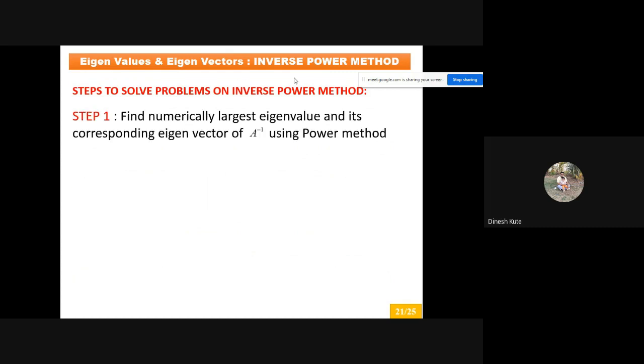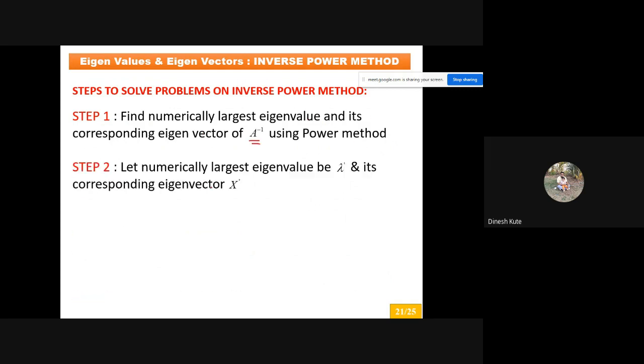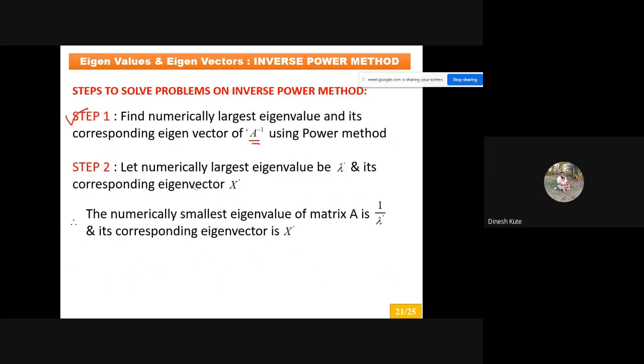This is the last part from my session. Find the numerically largest eigenvalue and its corresponding eigenvector of A inverse using power method. You can get a question in this form. I think I already explained all these steps. Just calculate the largest eigenvalue for A inverse and reverse that. Lambda dash, you have to reverse it, 1 upon lambda dash, that becomes the smallest eigenvalue of matrix A. As I already explained all these steps, you can refer to this PPT also.